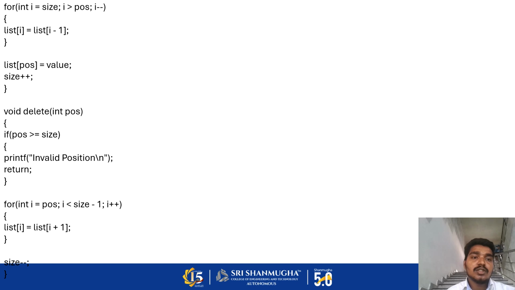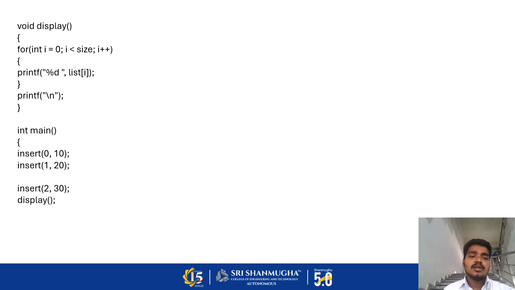So for int i equal to size, i greater than or equal to position, you decrement the value. So it works for shifting the values. After that you increment size, and the value can be added. Next, go to the void delete position. To delete, you need only the position. So it will work for the size decrement.